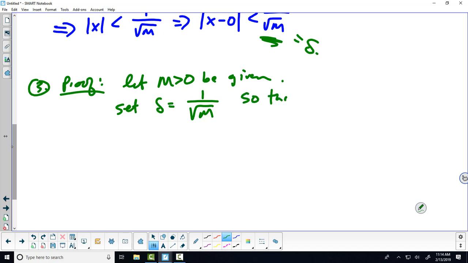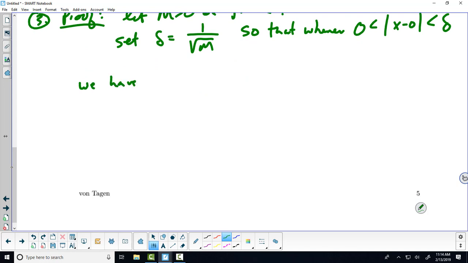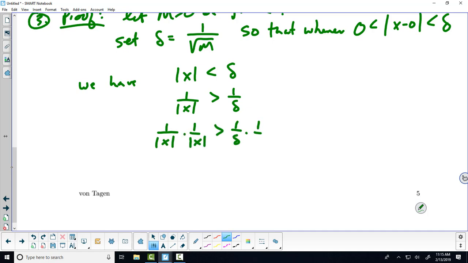So that whenever 0 is less than the absolute value of x minus 0, which is less than that delta, we get the absolute value of 1 over x squared. Sorry, this one works out a little bit differently. So we know that the absolute value of x is less than delta, which means that if we invert this, we'd have 1 over the absolute value of x greater than 1 over delta. And then we could take 1 over the absolute value of x times 1 over the absolute value of x is greater than 1 over delta times 1 over delta.